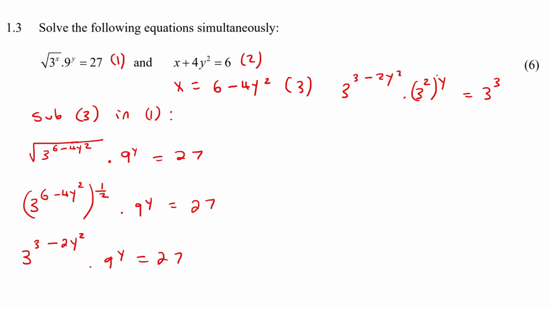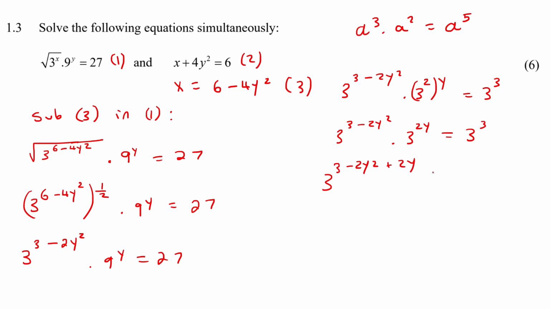Now using exponent rules, I need to multiply those two together. Okay, now don't multiply these two numbers together. Think about exponent rules. If you have a to the 3 times a to the 2, well, that means you add, so it becomes a to the 5. So this will become 3 to the power of 3 take away 2y squared plus 2y equals 3 to the 3. And now you've got 3's on both sides, so they can cancel out. And so now we end up with that over there.